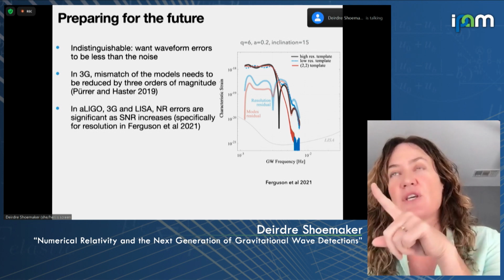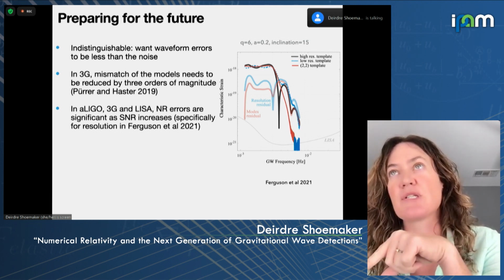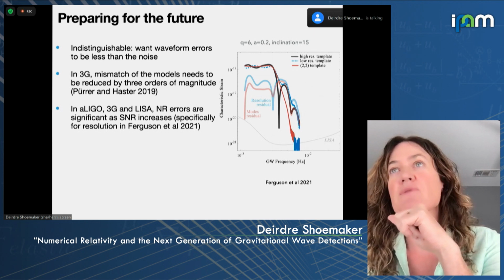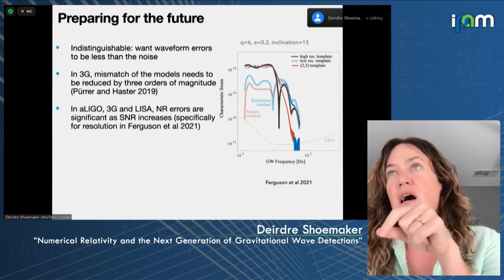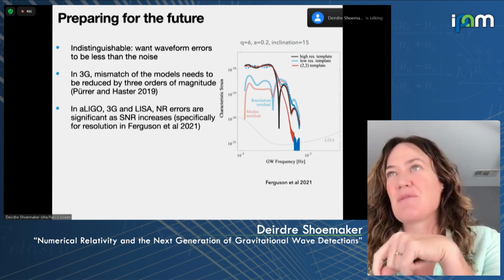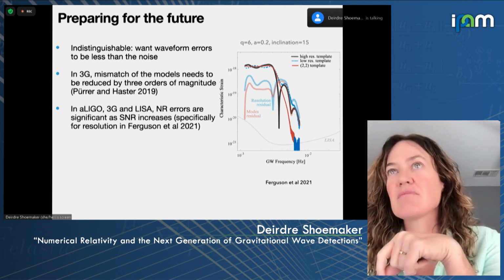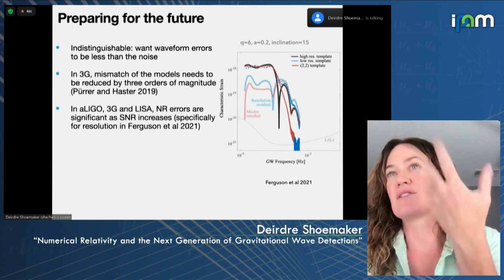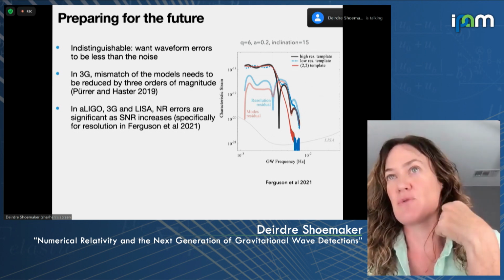And what this is, a Q equals 6. So one black hole is 6 times more massive than the other. The spin was about 0.2. And we gave it a little inclination to increase the role of the higher order modes. And you see that the black was a high resolution template or waveform, and the blue dotted was a low resolution. And if you remove those from the signal, you get left with a resolution residual in blue.